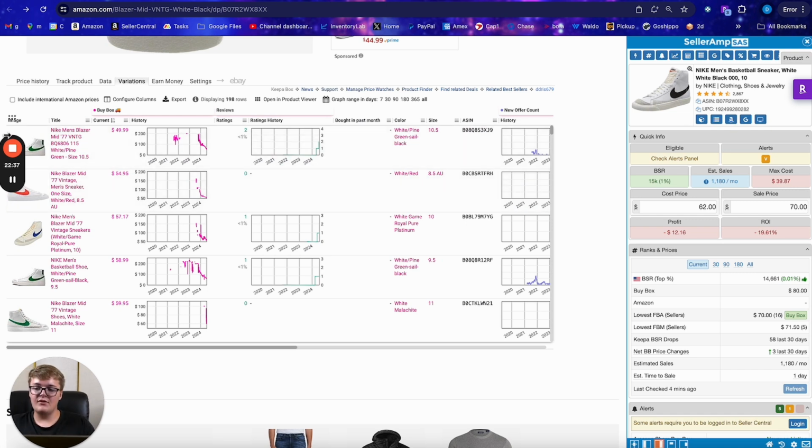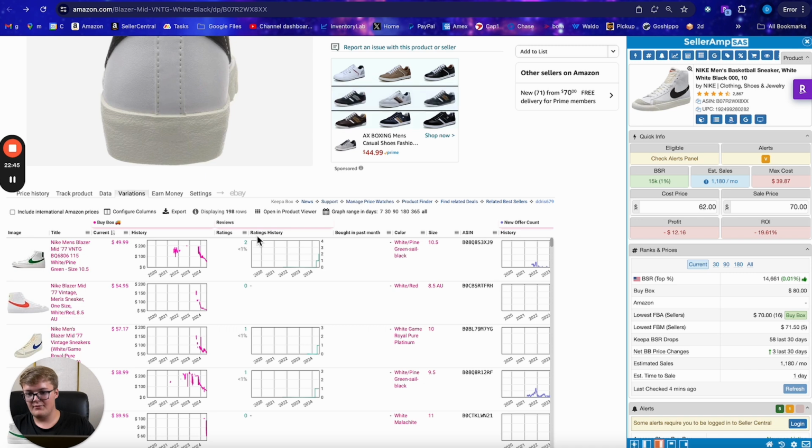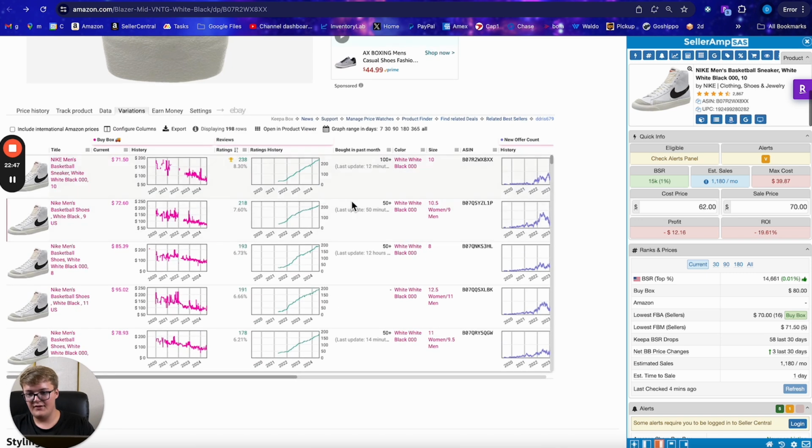So take a screenshot here and copy exactly what I have. Image, title, all of that stuff. You want it to look exactly like mine. Let me get it in the right format again so you can see it more clearly. Yeah, here we go. And that's pretty much all with the variations tab. It's also nice to see the bought in the last month.